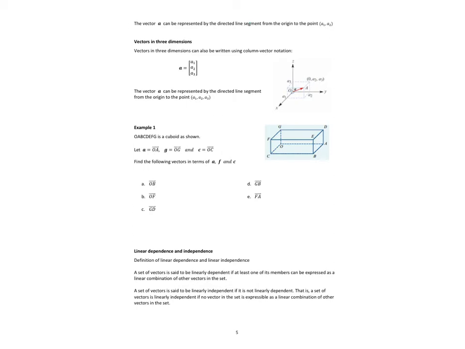So vector A can be represented by the directed line segment, A1, A2. Vectors in 3 dimensions just means we have 3 columns, right? And our 3-dimensional vectors, we have our X and Y plane, which is what we typically work with. And our Z plane is the elevation, if you like. So there's my XYZ plane, all right? And in vector notation, I might use A1, A2, A3. So let's just have a look at a basic example.